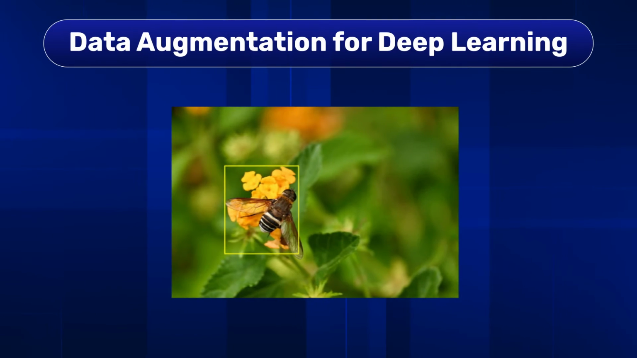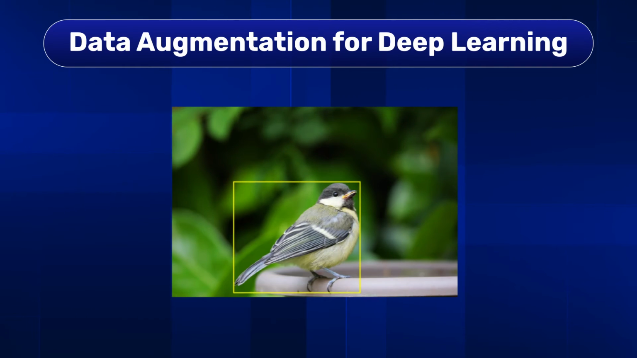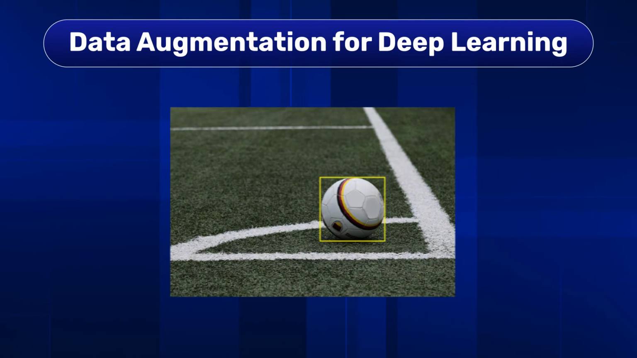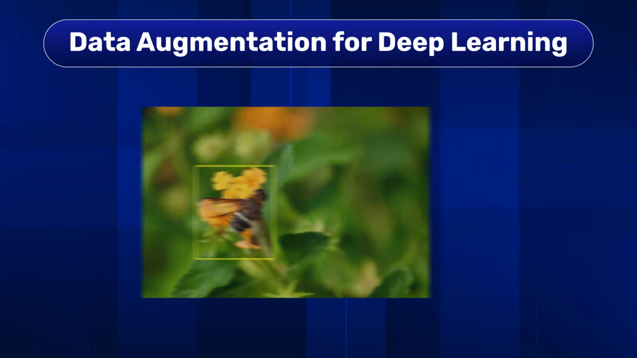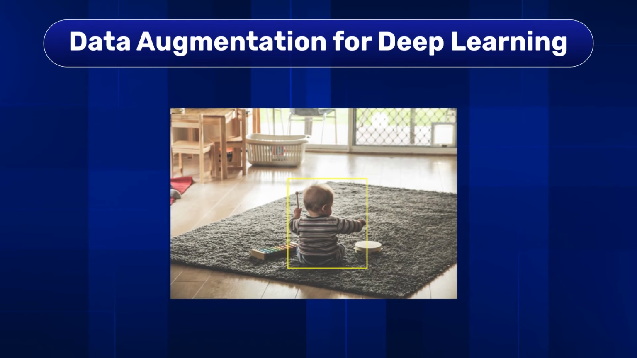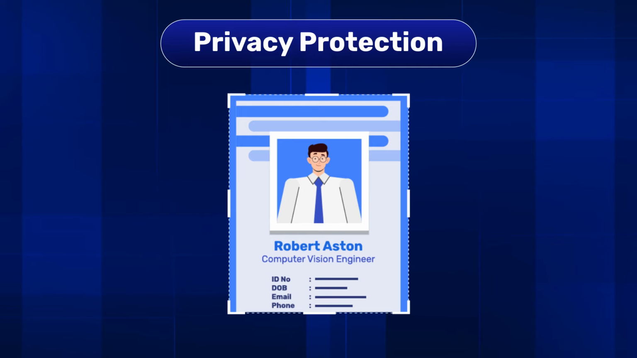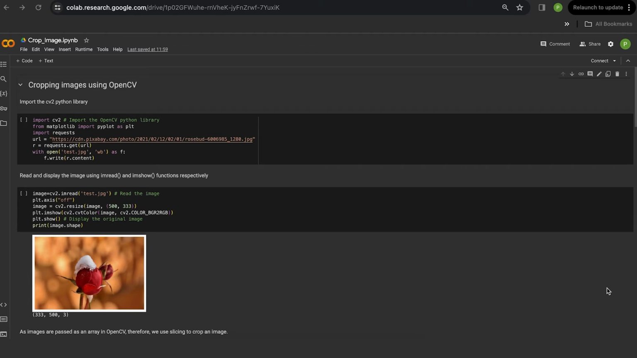Data augmentation for deep learning. Cropping is one of the most common techniques used as part of an augmentation pipeline for training any image-based deep learning model. This is mostly because it enhances the diversity of training datasets for better model generalization. Privacy protection: cropping can help with removing sensitive information from images before sharing, just like the example shown on the screen. Alright, let's hop onto a Google Colab notebook and quickly implement this cropping technique using OpenCV and Python.